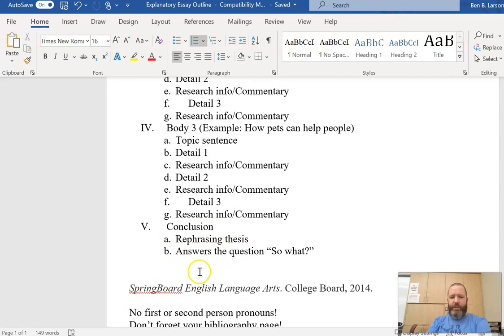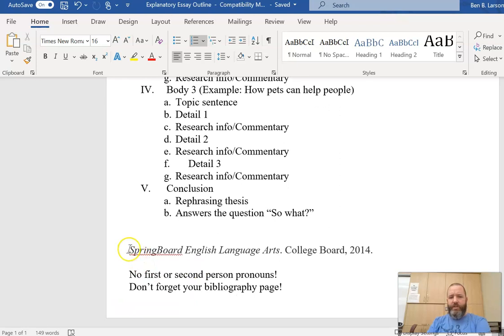And this last thing I put down here is the bibliographic information for the Springboard book. So if you use any of the stories or information from Springboard that we've read, this is the information you'll include in your bibliography. I will do a whole separate video on how to do your bibliography page. And then no first or second person pronouns, so no I and no you. Get rid of those. And then, like I just said, don't forget your bibliography page, which I will make a separate video about shortly. Thanks.